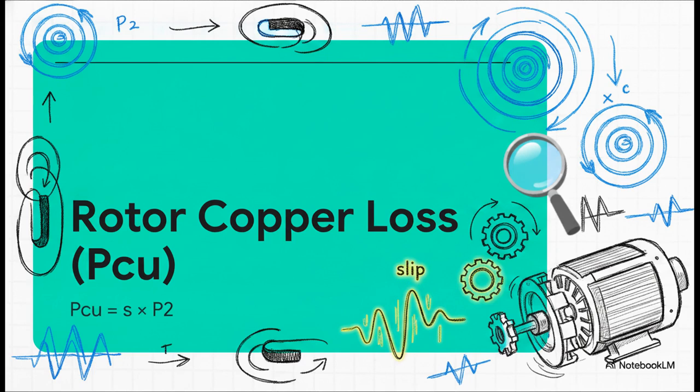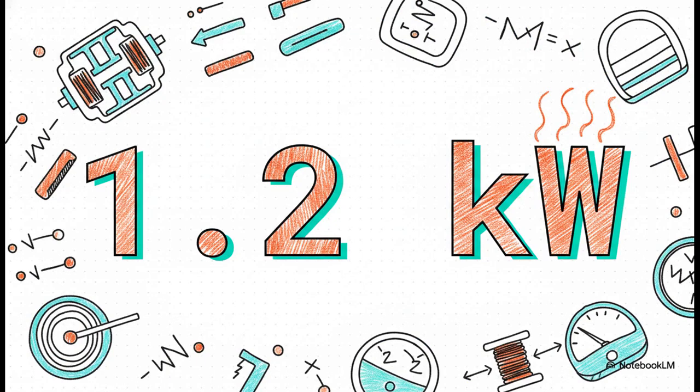We simply take our 0.04 slip and multiply it by that 30 kilowatt input power. Let's crunch this last set of numbers together, 0.04 times 30. If you just move the decimal over and multiply 4 by 0.3, you land safely on our ultimate answer, 1.2 kilowatts. That right there is our rotor copper loss.